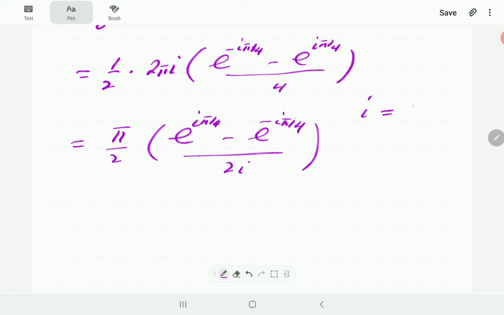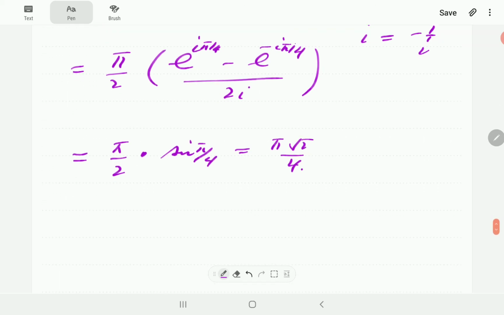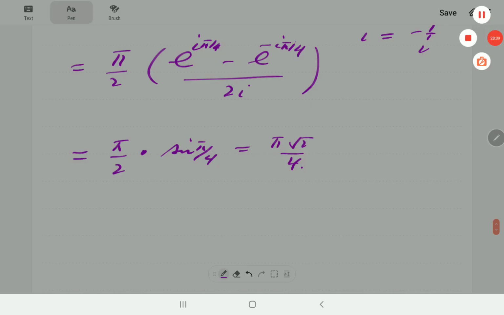As you will remember, i is the same as negative 1 over i. So that's why these two terms are now the other way around. This one was negative, it's now positive here. This is positive, it's now negative here. But then this is just sine pi on 4. And of course sine pi on 4 is root 2 over 2. So that's going to be pi root 2 over 4, which is exactly the same as we found before.